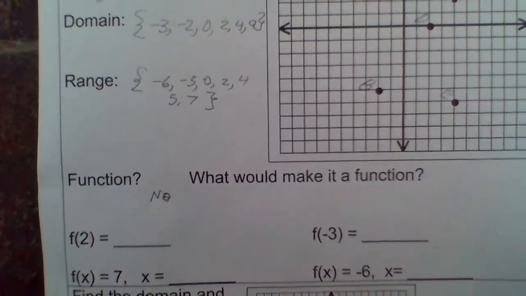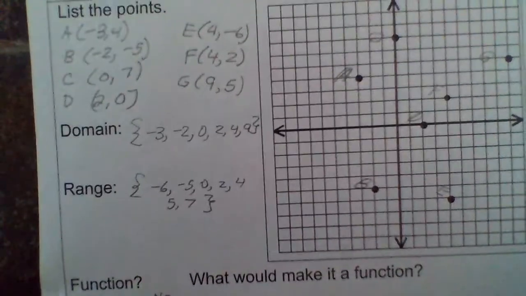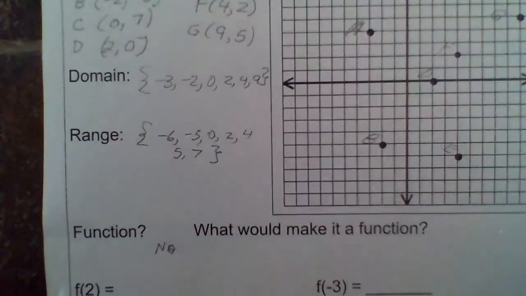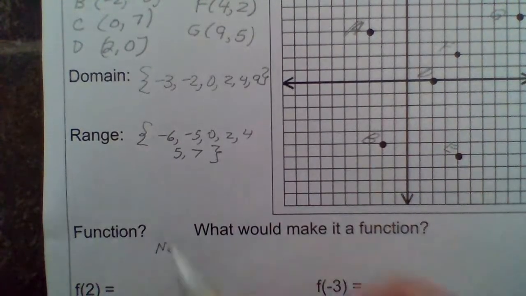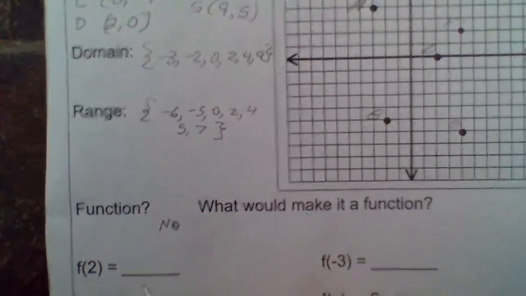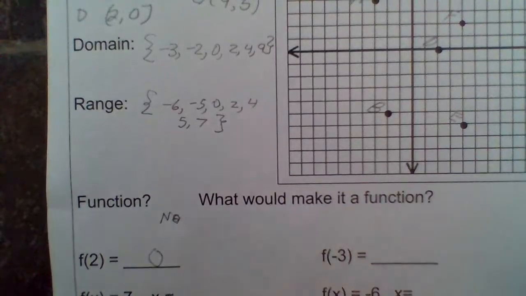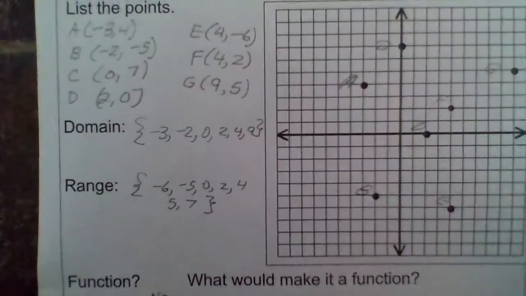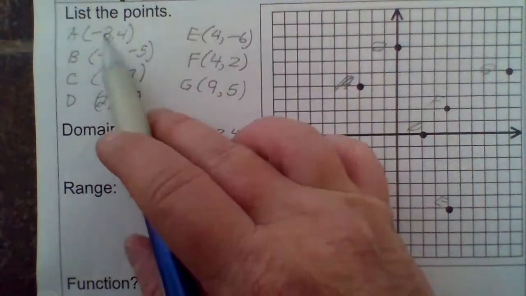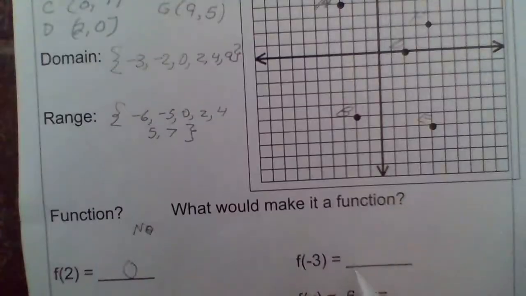So here's the f of 2. Well, what's x when f is 2? I go up here and I see that there's the 2 in the x. So this is 0. F of negative 3. I see negative 3 right there, so that is 4.